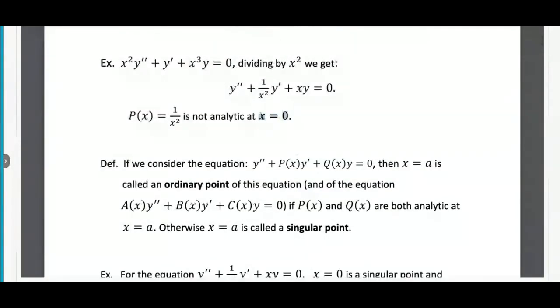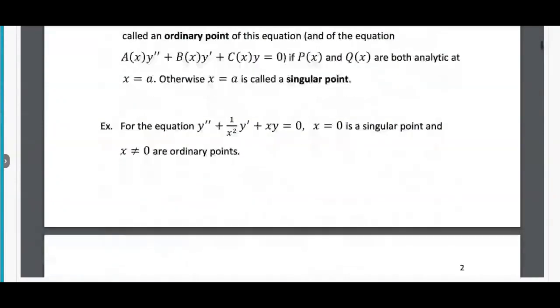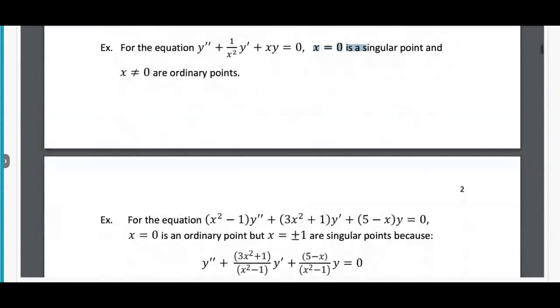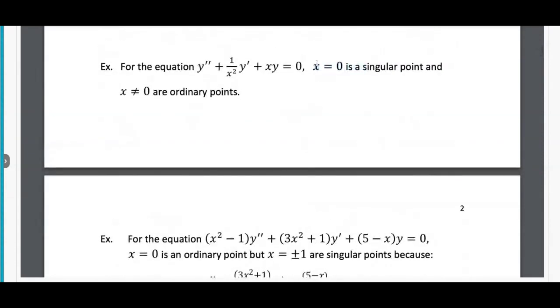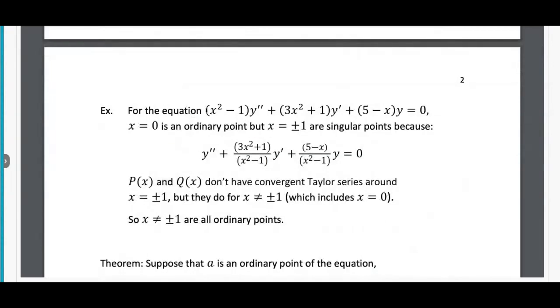So we see in this case, 0 is a singular point for this. Zero is a singular point, and all other points are ordinary points. Let's see this example. So we have such an equation. a of x is x squared minus 1, b of x is 3x squared plus 1, c of x is 5 minus x.